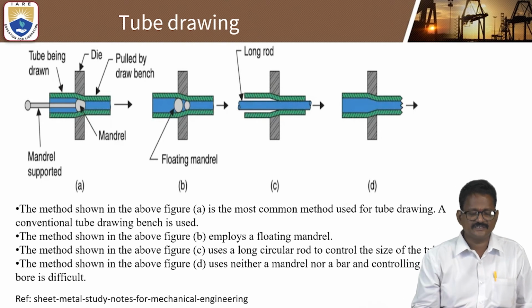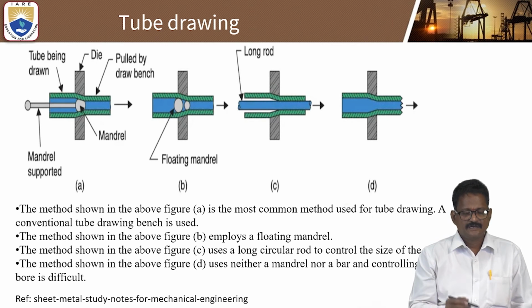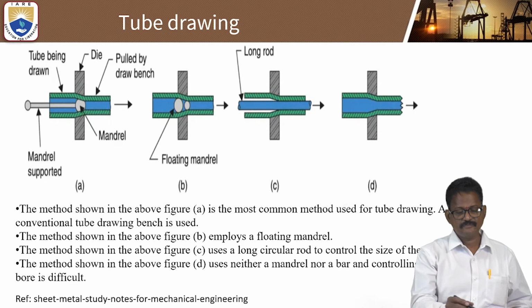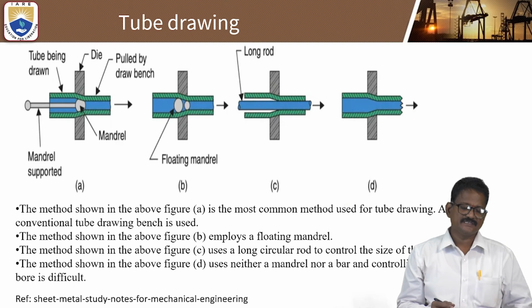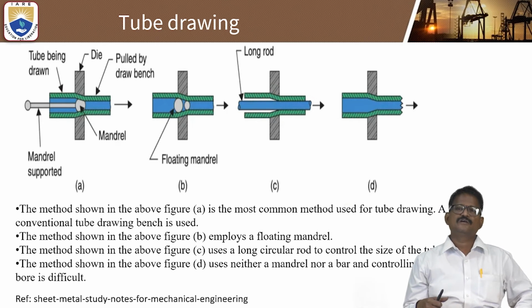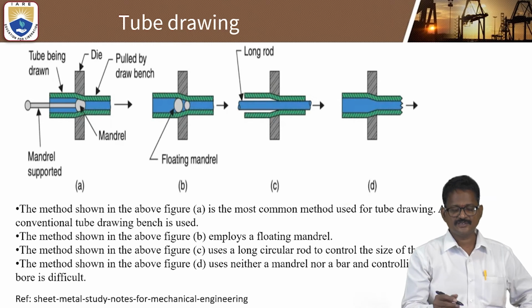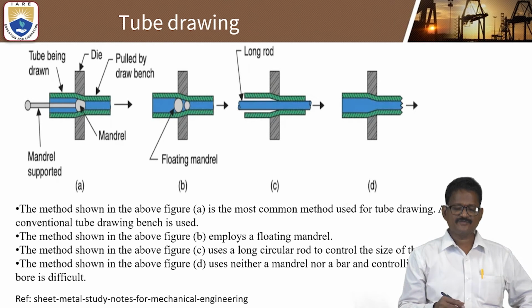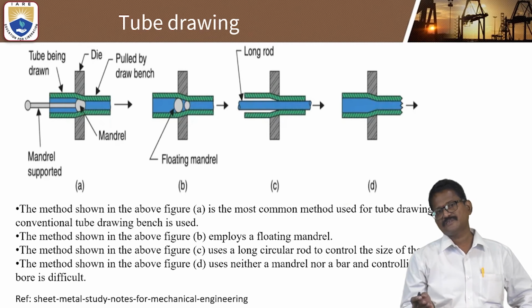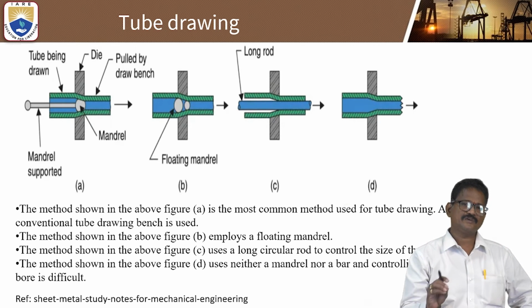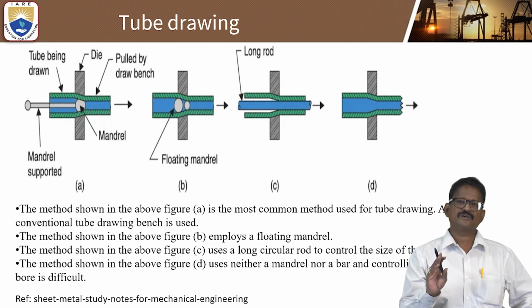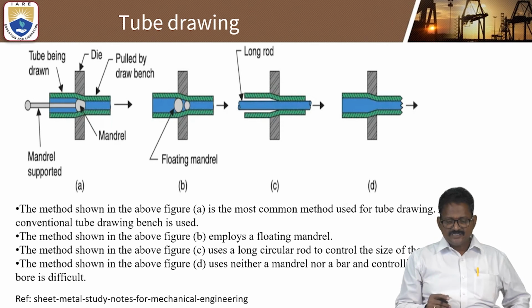So look, there are 4 stages. First stage is the method used for tube drawing. It is a conventional tube drawing, where there will be a mandrel to support the die, and the tube being held in between the die and pulled by draw bench type of equipment, and they should keep the mandrel. The mandrel should be either stationary or floating mandrel, both are important depending upon application. Which type of mandrel is suitable for that application, we can prefer either the floating mandrel or the fixed mandrel.